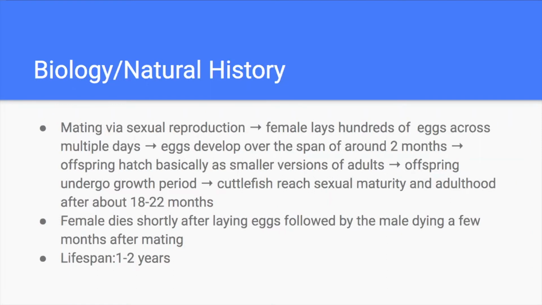eventually they reach sexual maturity in adulthood after about 18 to 22 months. Females die very shortly, within the span of a few days after laying eggs, and the males follow by dying a few months after mating. And so what this means is they really only mate once in their lives, and they have a very short lifespan. It's only 1 to 2 years.